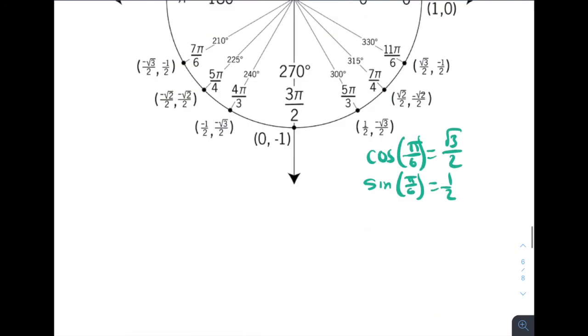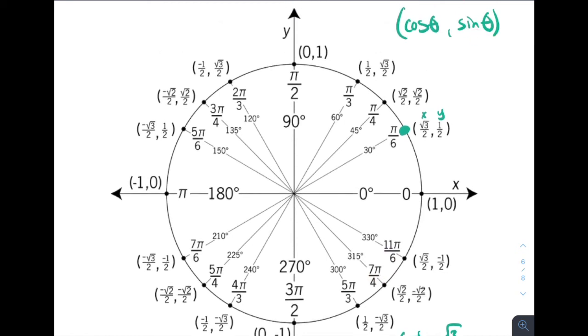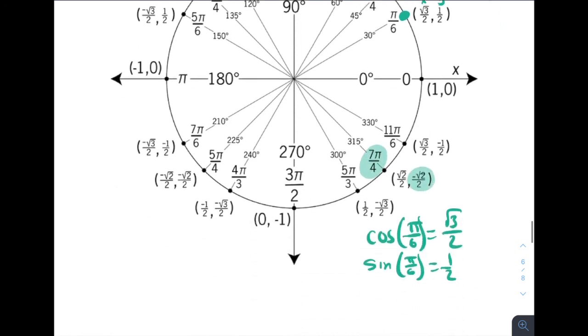Here's what I would do. I would go up to my unit circle. I would look for 7 pi over 4. Where is 7 pi over 4? It appears to be right here. We remember that sine is the y value here. So here is my 7 pi over 4. My y value appears to be negative root 2 over 2.